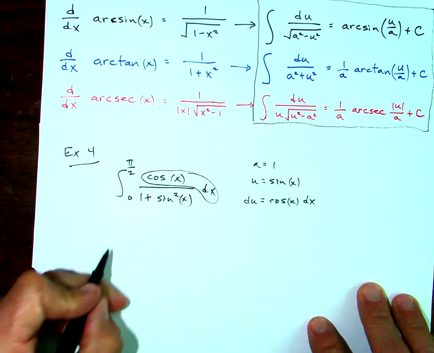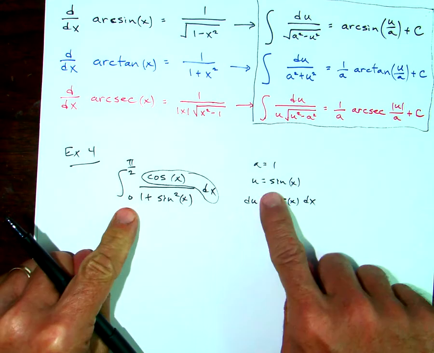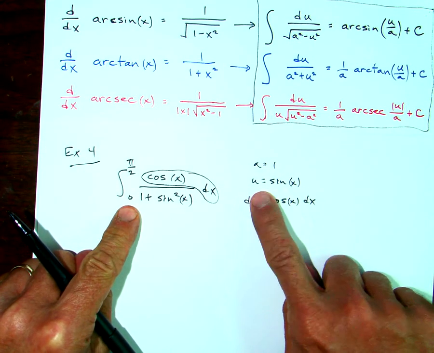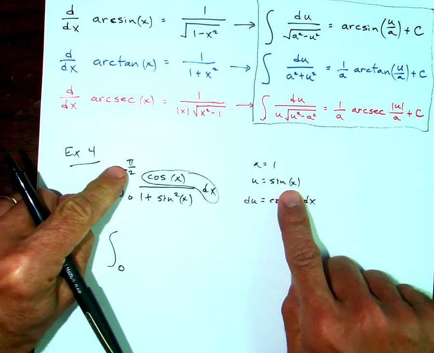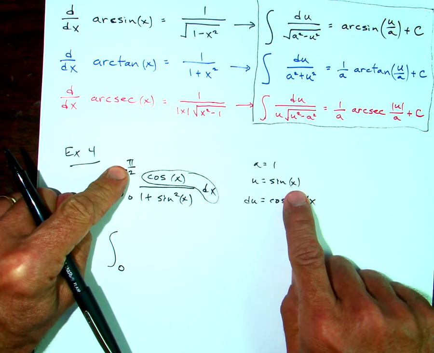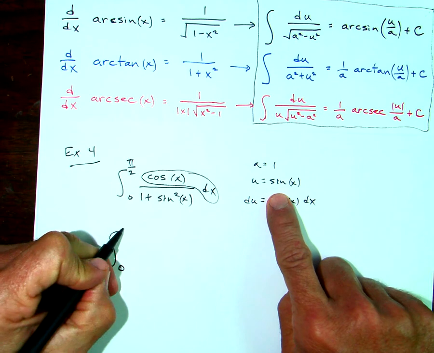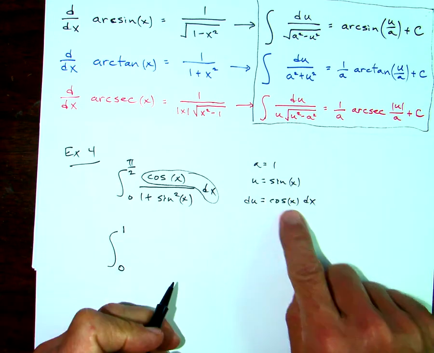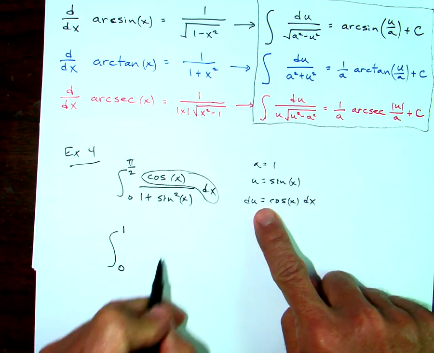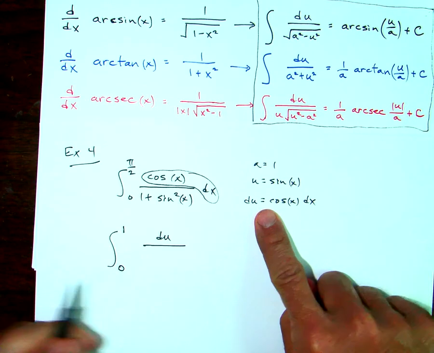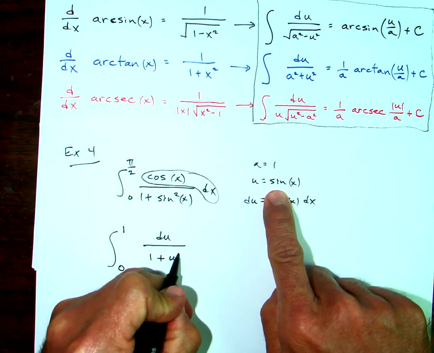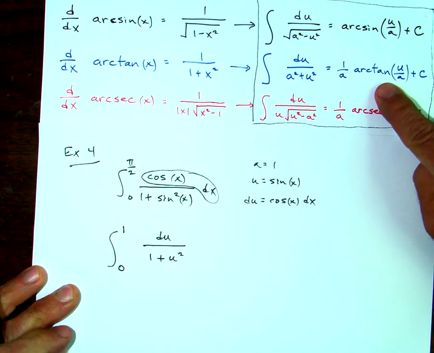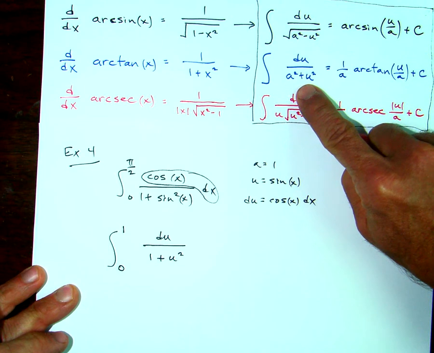So to get the lower limit of integration, I put in 0 for x. Sine of 0 is 0, so my new lower limit in terms of u is 0. And then I put in pi over 2 for x. Sine of pi over 2 is 1, so my upper limit in terms of u is 1, right? This whole thing becomes du over 1 plus u squared. All right, and again, notice that fits this perfectly, right here, with a equal to 1.